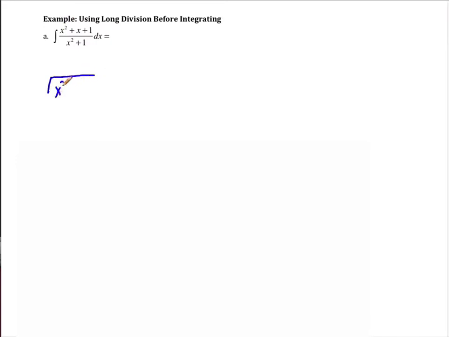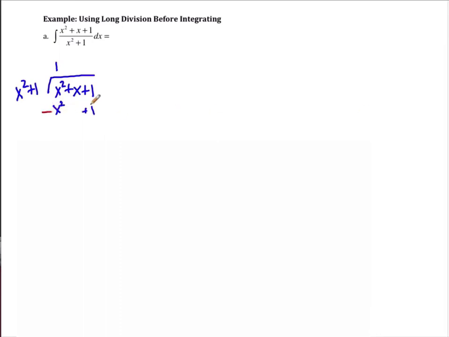So we're going to have x squared plus x plus 1 divided by x squared plus 1. And so x squared goes into x squared one time. Okay, so if we do 1 times x squared plus 1, we get x squared. And then if we line it up, the 1 would go right here. And then remember, we have to subtract this.